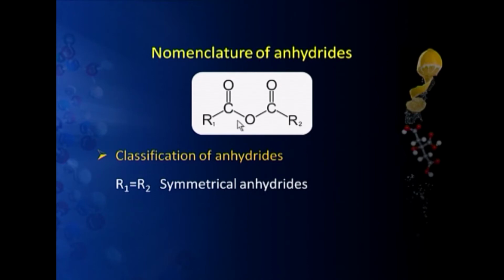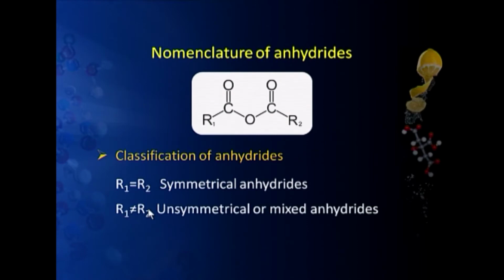And when these 2 alkyl groups or R groups are different, they are not identical, then these anhydrides are named as unsymmetrical anhydrides or mixed anhydrides. So, they are named in a slightly different way. In case of symmetrical anhydrides, we name the acid once, whereas in unsymmetrical or mixed anhydrides, the names of both the acids have to be placed there.